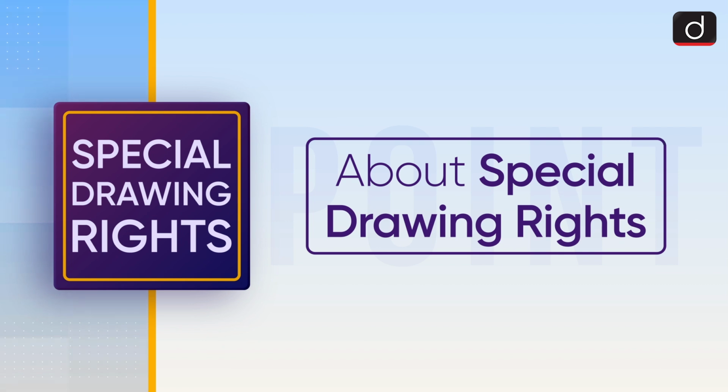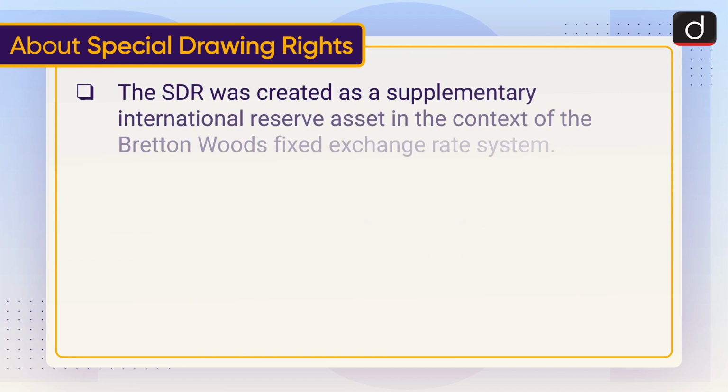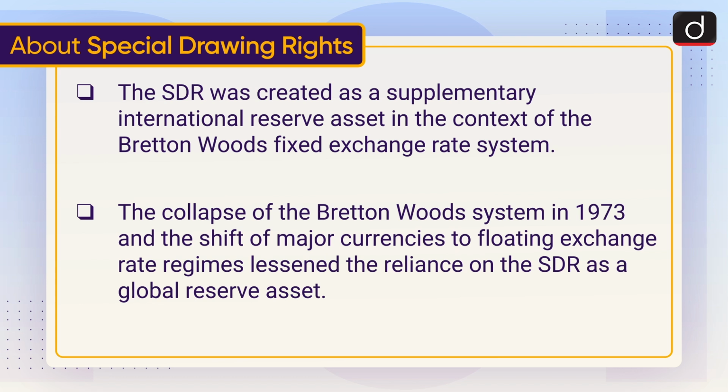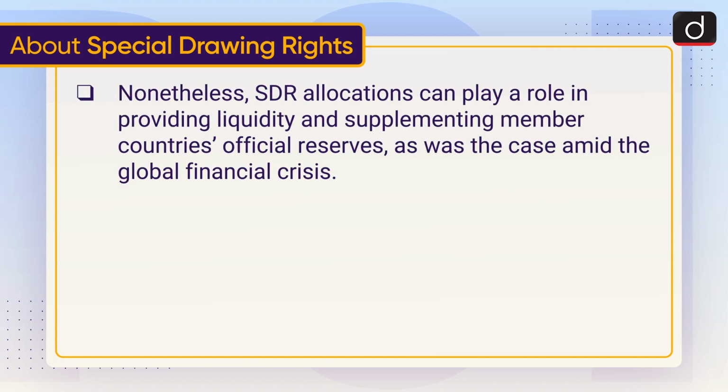Now, let's know about Special Drawing Rights. The SDR was created as a supplementary international reserve asset in the context of the Bretton Woods fixed exchange rate system. The collapse of the Bretton Woods system in 1973 and the shift of major currencies to floating exchange rate regimes lessened the reliance on the SDR as a global reserve asset. Nonetheless, SDR allocations can play a role in providing liquidity and supplementing member countries' official reserves, as was the case amid the global financial crisis.